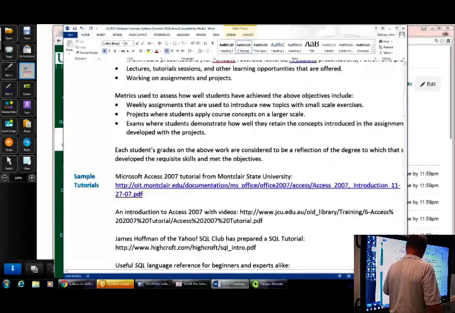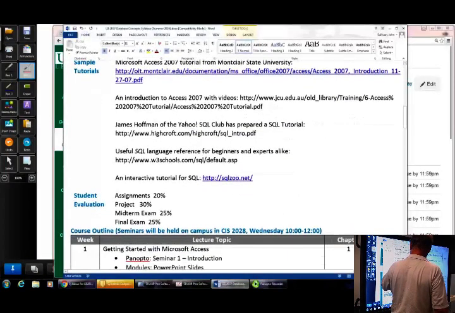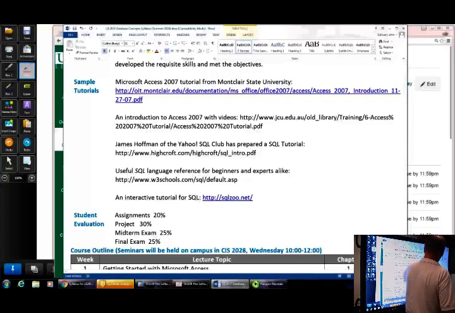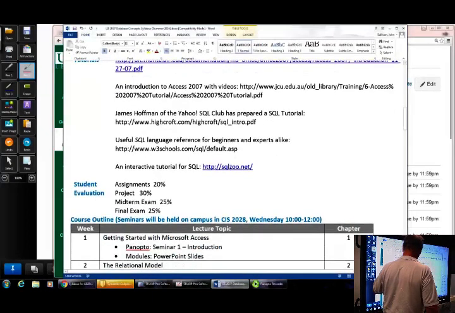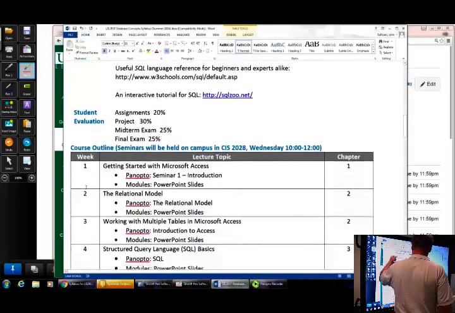Now, there's some other things in here, some sample tutorials that are out there. Please let me know if any of these links are broken, if you run across them. I think they're all okay. I haven't tested them in a little while. But if you're looking for a Microsoft Access tutorial, this one here is on 2007. Probably a different version by now. But if these links don't work anymore, please let me know.